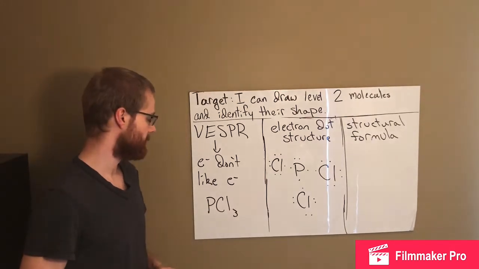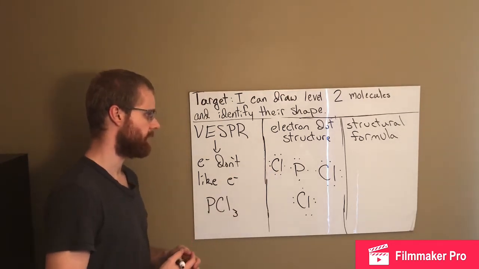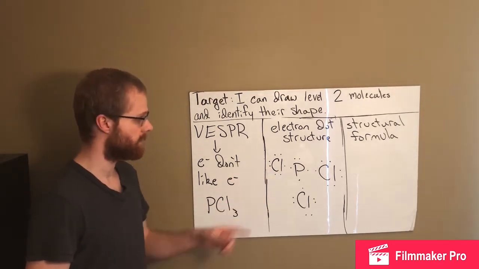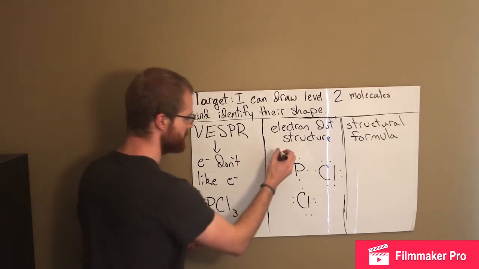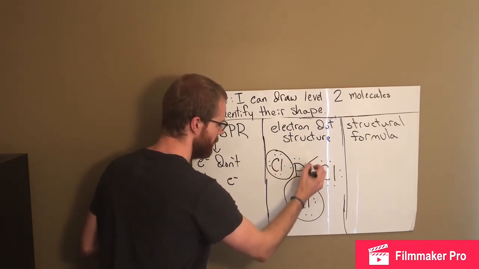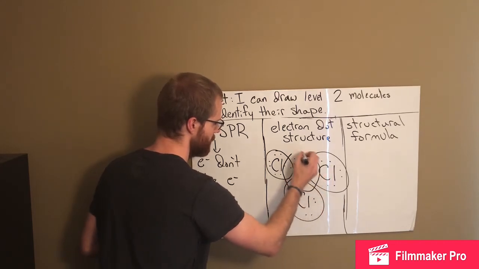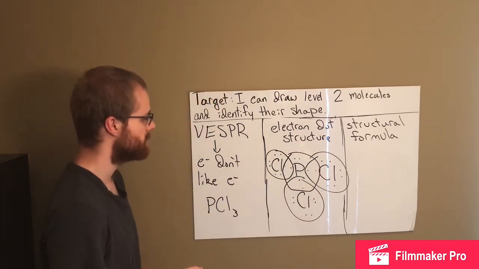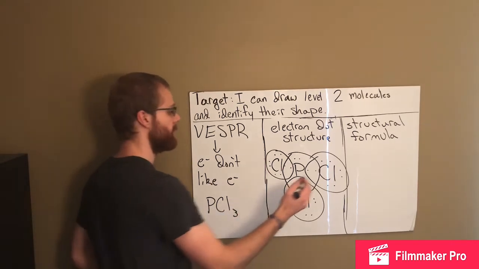All right, let's go over PCl3. Once again, I've just drawn all of my valence electrons, chlorine with its 7 valence electrons, phosphorus with its 5 valence electrons. The chlorines are all going to form a single bond with the phosphorus. They're going to share one of phosphorus's valence electrons, and phosphorus is going to share one of the chlorine's valence electrons.